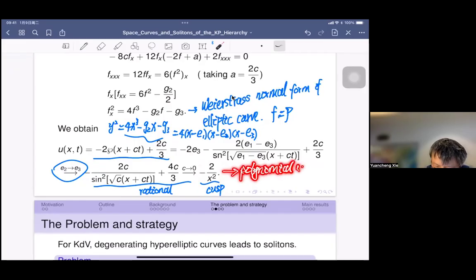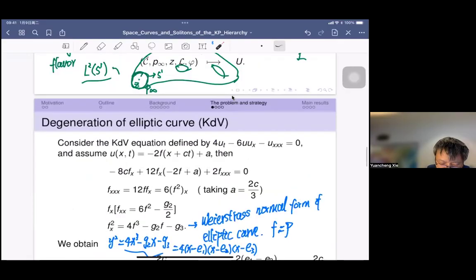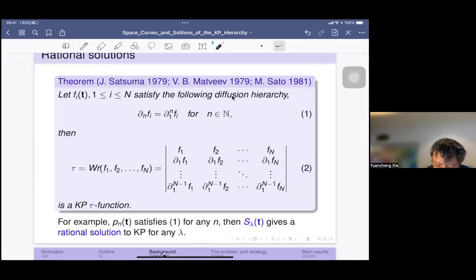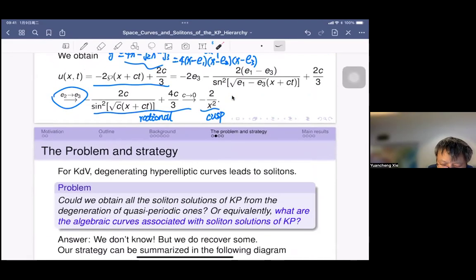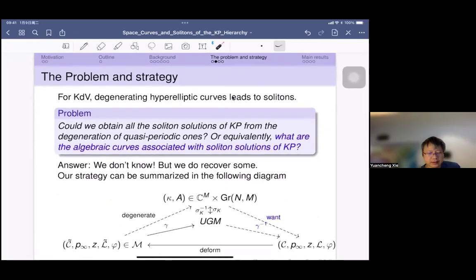KP. For example, the simplest one we mentioned before: the tau function is s lambda of t. This is a polynomial. And if we take the log of tau and then take a twice derivative with respect to t1, we will get a rational function. So this one is a special case. Okay. So let's finish the first part.